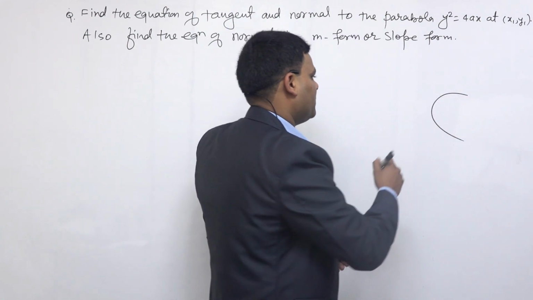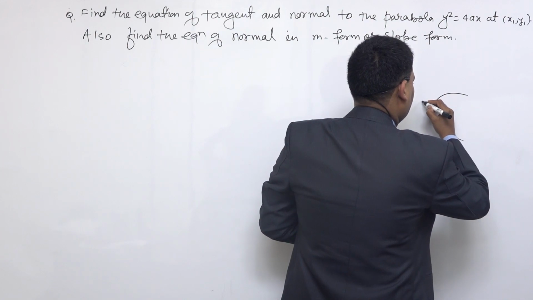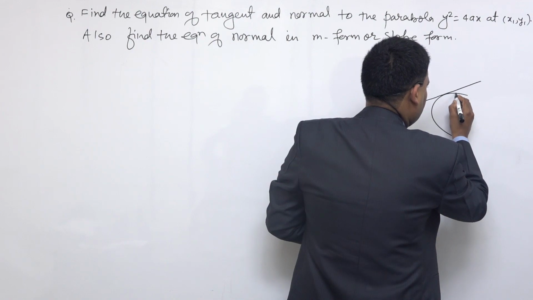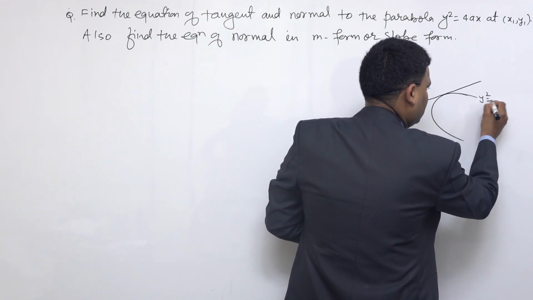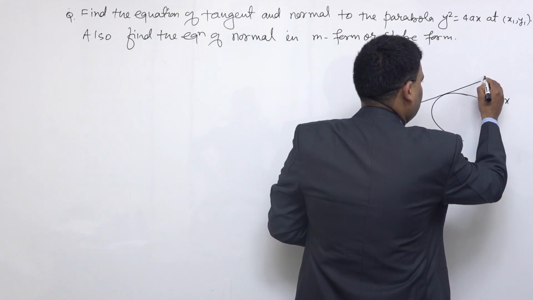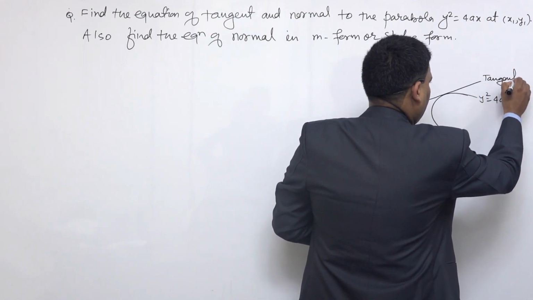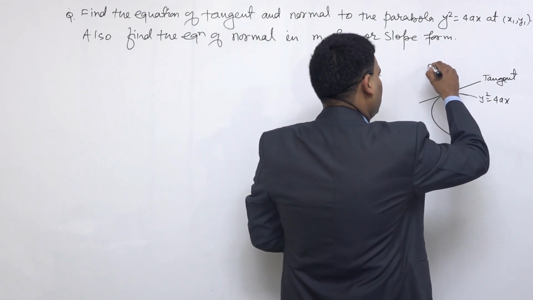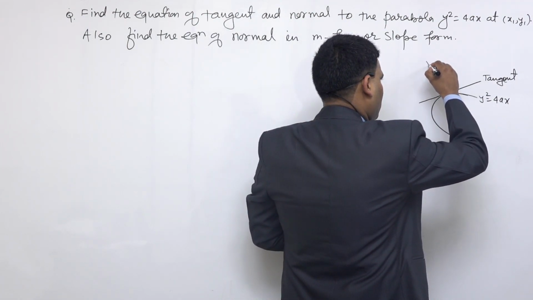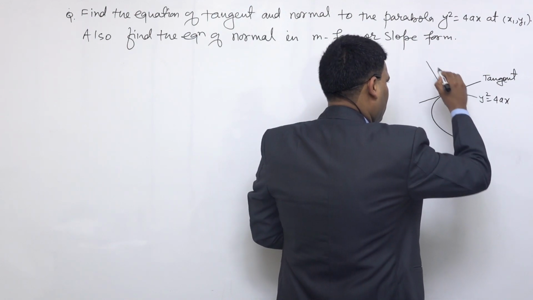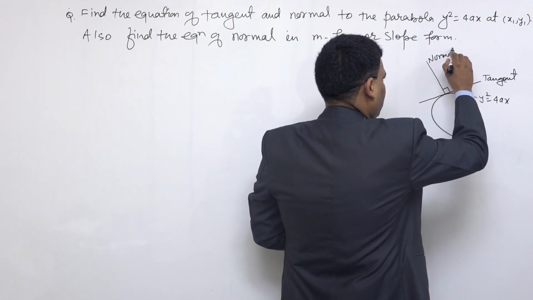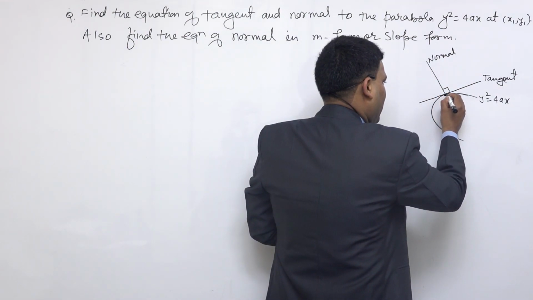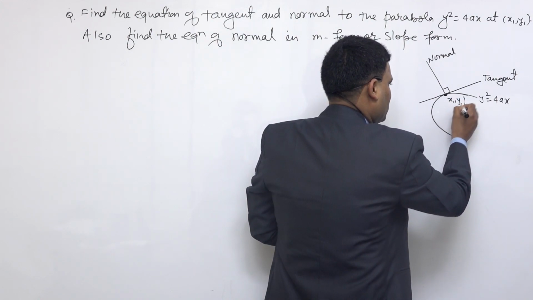If this curve represents a parabola, suppose this is a line which touches the parabola y square equals to 4ax, and this is the tangent. Any line which touches the curve is called tangent, and the line which is perpendicular to the tangent at the point of contact only is called the normal of the parabola. We have to find the equation of tangent and normal at this point, which is given to us, x1 y1.